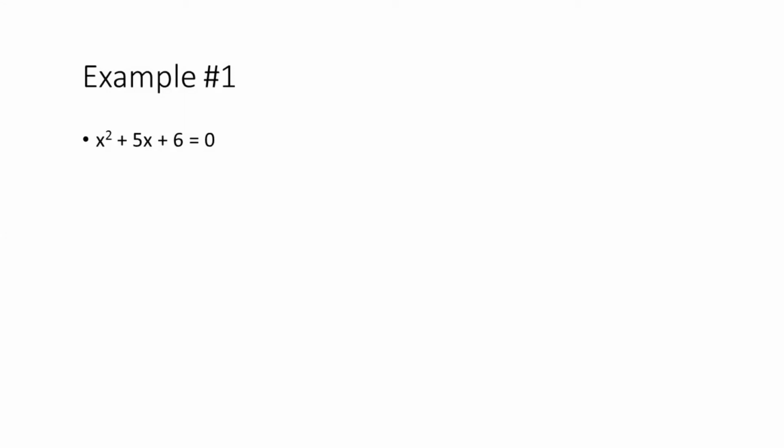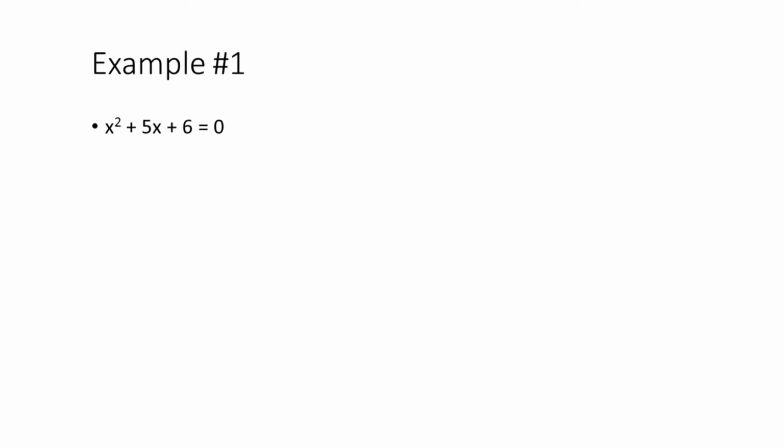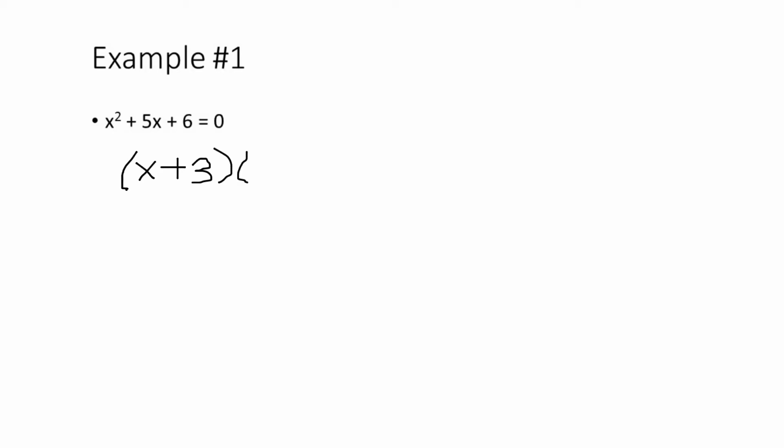These examples are going to focus on solving quadratic equations by factoring. The first thing you want to make sure that you do is get your equation set equal to 0, which this one is, and then go ahead and factor it. x squared plus 5x plus 6 will factor into x plus 3 times x plus 2.